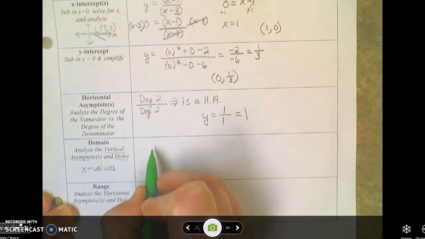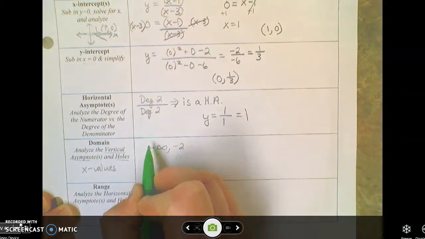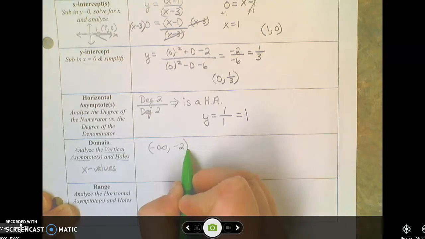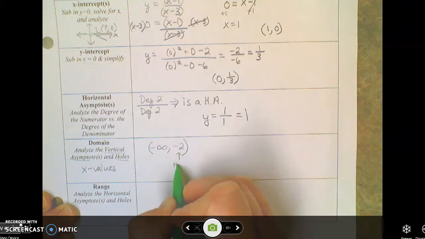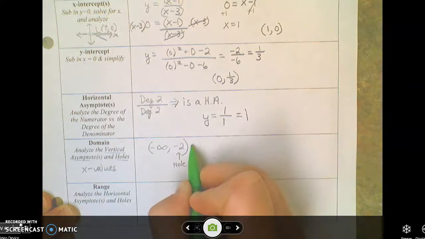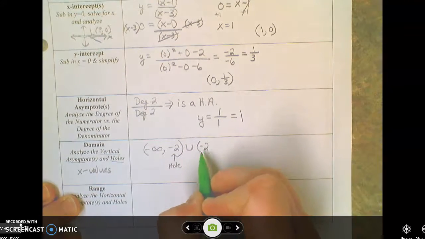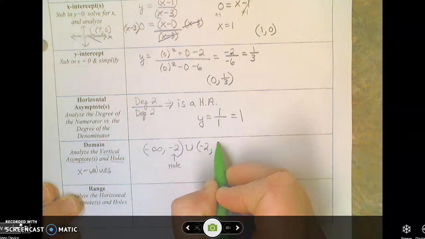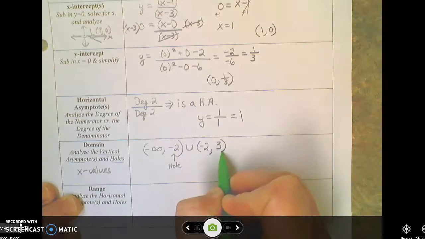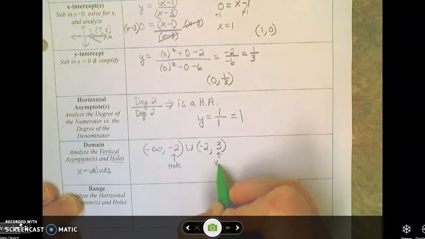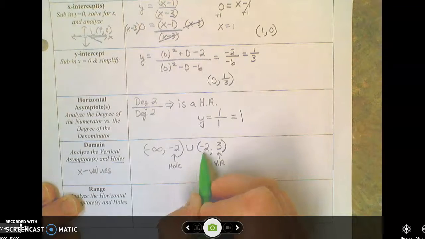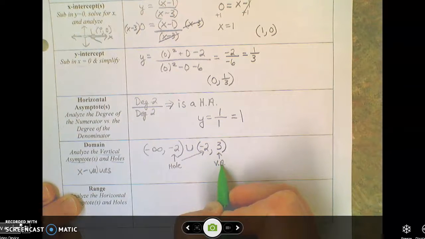So our rational function goes from -infinity to -2. -2 is not included because this is the x value of the hole. Union, we pick back up at -2 because our function starts right on the other side of that hole, and it will go to an x value of 3, not included, and this is our vertical asymptote. So these two values here are the hole, and then this is where the vertical asymptote is.